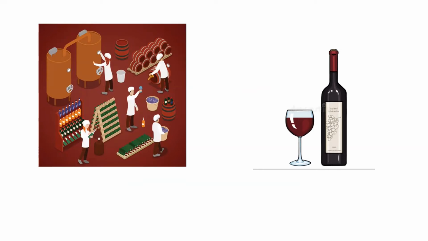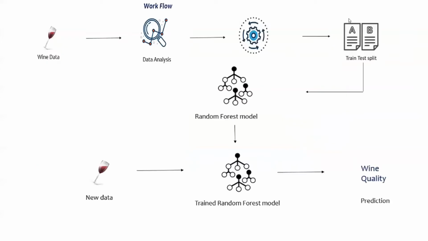Consider there is a wine manufacturing company and this company wants to create a new brand of wine. They want to find the quality of the wine using several parameters like acidity, citric acid content, etc. We are going to build a machine learning system that can take all the chemical parameters and determine the quality of wine. So now let's understand the workflow.